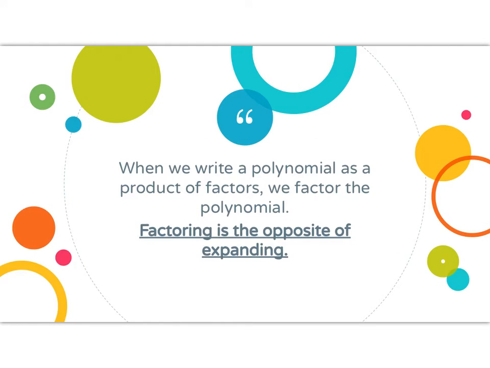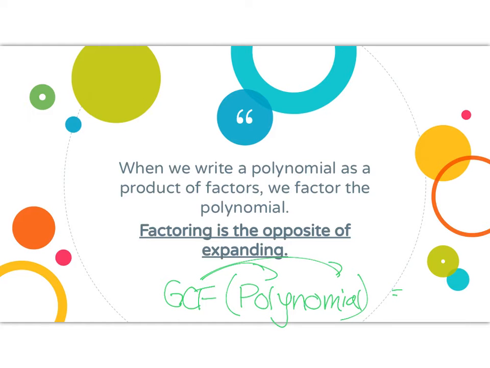When we write a polynomial as the product of factors, we factor the polynomial. It is the opposite of expanding. So we are looking to start decreasing our polynomial, if you will, or dividing by things they have in common. So we are going to factor out the greatest common factor for all of our polynomials and write that as a multiplication statement where our greatest common factor will be multiplied by the rest of our polynomial after it's been divided out, where if I expanded it back in, it would equal the original.